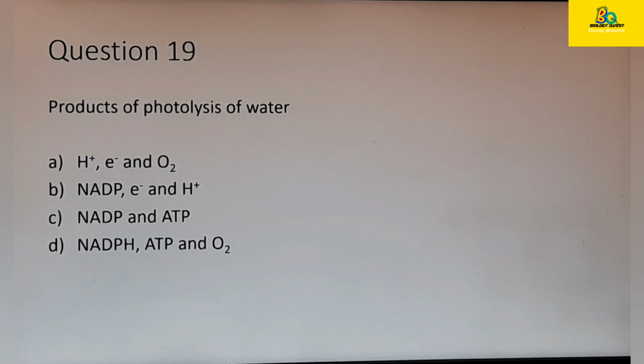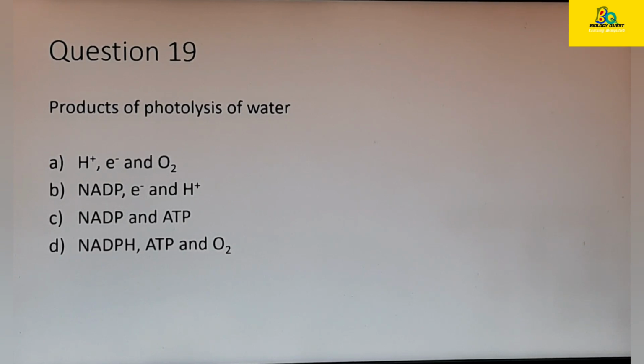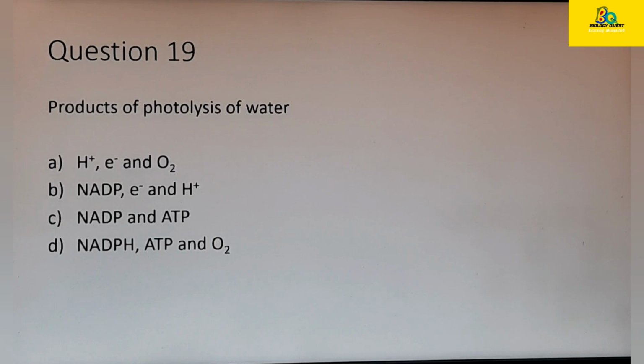What is meant by photolysis? Photolysis. Lysis means splitting. Photo, that is light. So splitting in presence of light. So water is split in presence of light here. So what is the product of photolysis of water? Water splits up into what all?